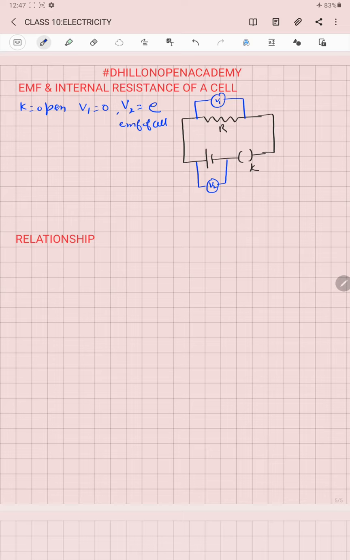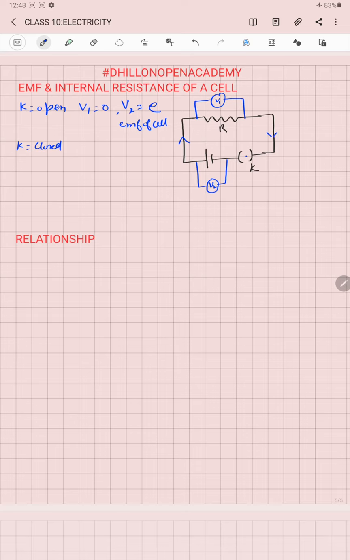So whenever you are measuring the potential difference across the terminals of the cell, when the cell is present in an open circuit, that is when it is not supplying any current in the circuit, then the cell is in the open circuit. If you measure the voltage across the cell at that time, we call it the electromotive force of the cell.